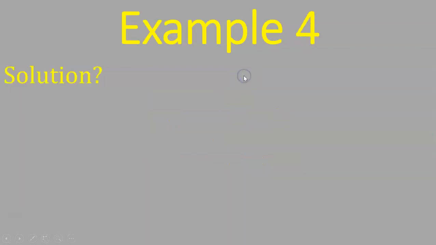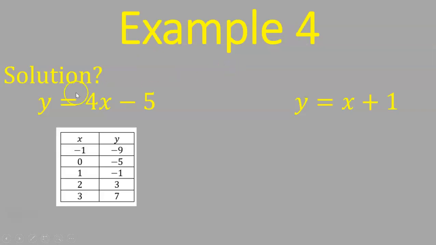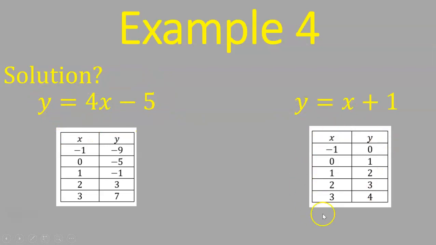Now, we also do have tables. So let's look at a situation where we're not given the graphs, but instead we're just given two tables. So here are 5 ordered pairs, 5 solutions to this equation, and here are 5 solutions to this equation. Remember, we're looking for the ordered pair that makes them both true at the same time. So you just explore the table, and you'll see that (2, 3) makes both equations true at the same time.